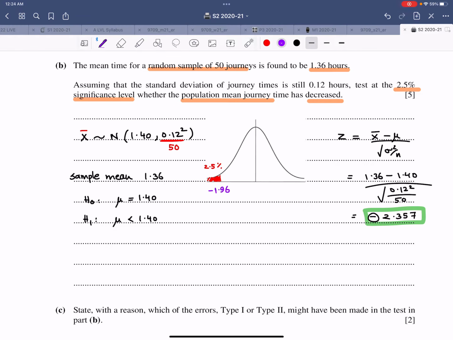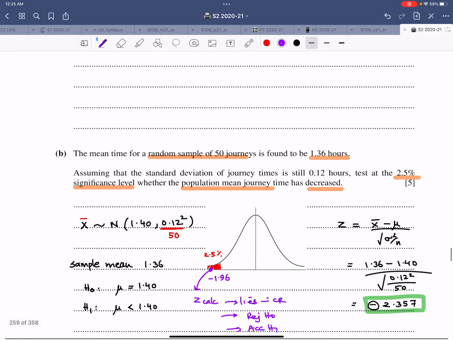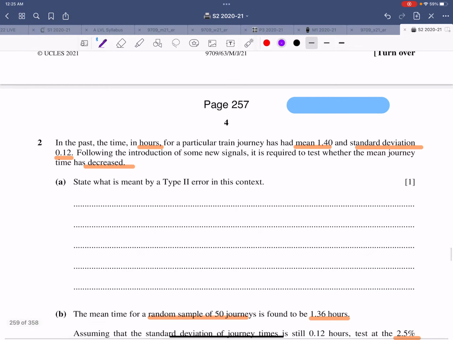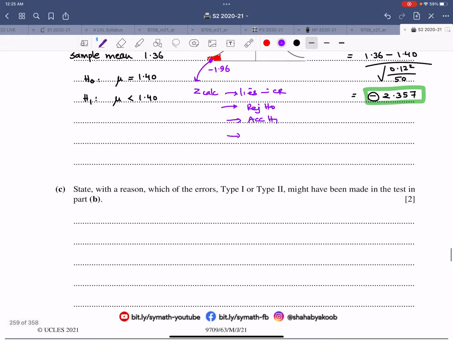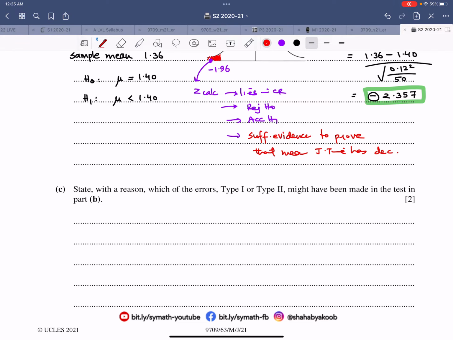This z value lies in the critical region. Therefore, the conclusion is to reject H0 and accept H1. The question was about whether, after the introduction of new signals, the mean journey time has decreased. The answer is yes. There is sufficient evidence to prove that the mean journey time has decreased. That is the answer for this one.